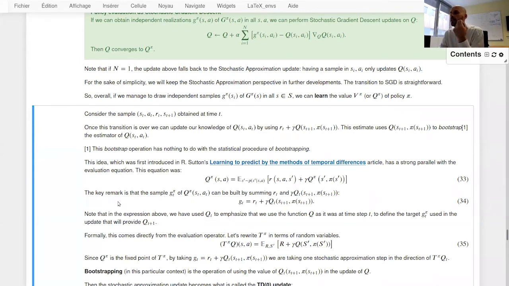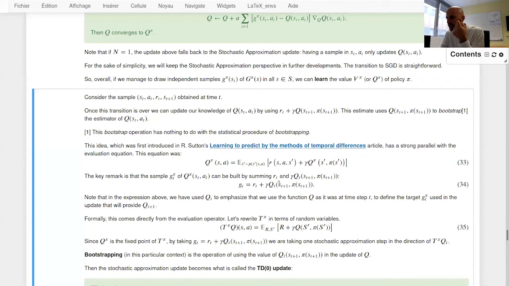The key remark is that the sample G^π_t of Q^π(s_t, a_t) obtained at time step t can be built by summing r_t, which is a realization of the first part here, and gamma Q_t(s_{t+1}, π(s_{t+1})). So this is my realization G_t. In the expression above, I have specifically stressed the fact that we use Q_t and not another Q value, to emphasize that we use the Q function as it is at time step t to define the target G_t^π used in the update that will provide Q_{t+1}. Even though this is a bit clumsy in terms of notation and might be a bit heavy, it is pretty straightforward and intuitive.